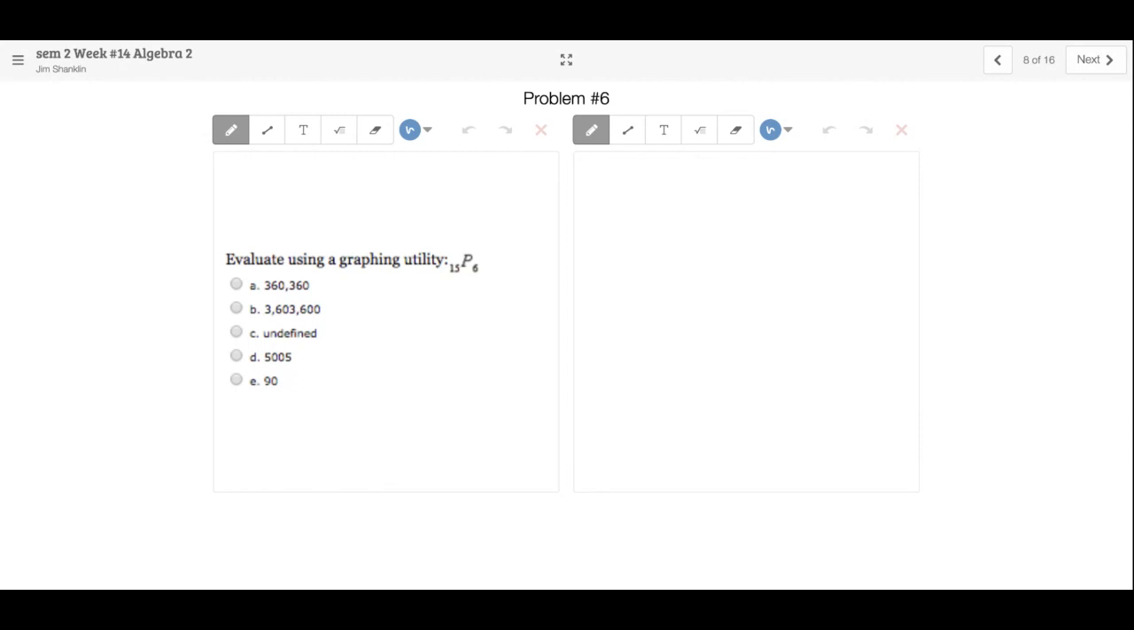Okay, 15 permutate 6. And I'm not going to do this one by hand because it would take me a little bit of time to multiply it out. So it comes out to be 3,603,600. Thank goodness for calculators, right? Thank goodness for Desmos. Okay, so letter B is the correct answer for that one.